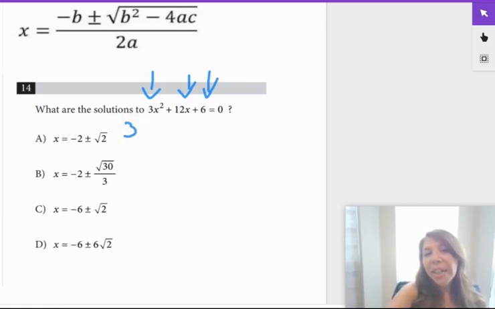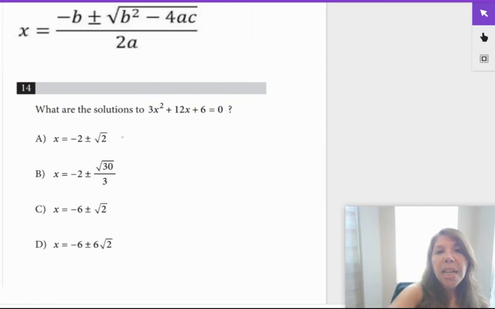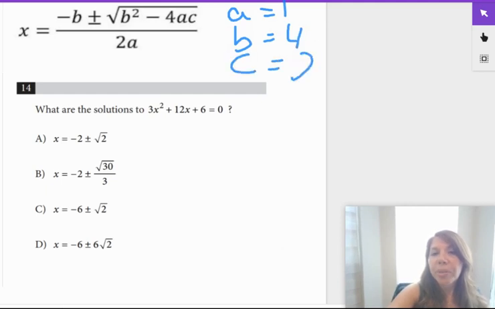So if we extract a 3, 3 goes into 3x squared once, so that leaves us with a 1x squared. And yes, you can get rid of that 1, but I'm going to leave that in here for the sake of our coefficients. And then 12 divided by 3 gives us 4x, and 6 divided by 3 gives us 2. So now that we've extracted a 3, our coefficients are much easier to work with. We have a 1, a 4, and a 2. So our a is a 1, our b is a 4, and our c is a 2.